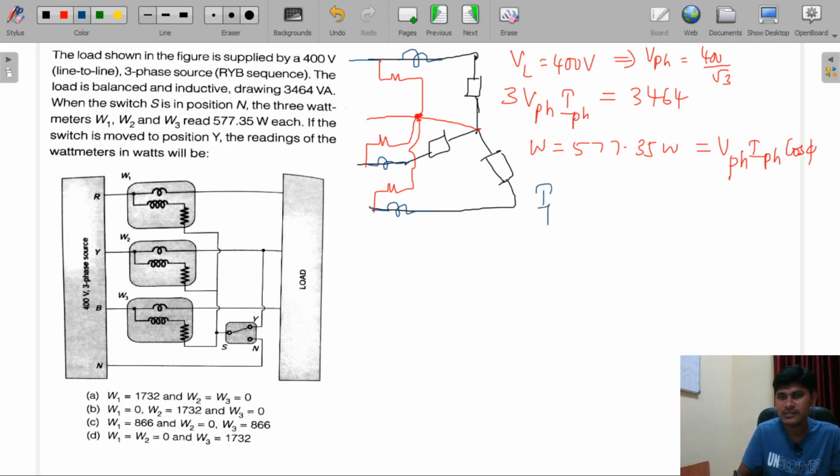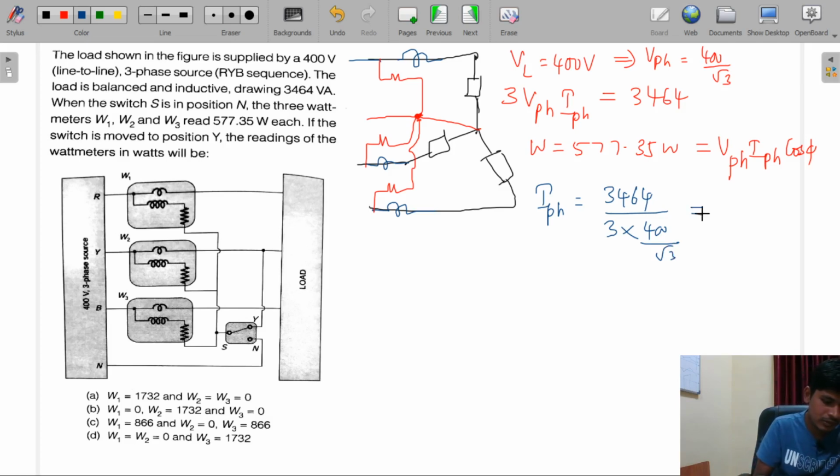Then I phase is equal to 3464 by 3 into V phase 400 by root 3. Then you are going to get 3464 into root 3 by 1200, which is 5 amps.